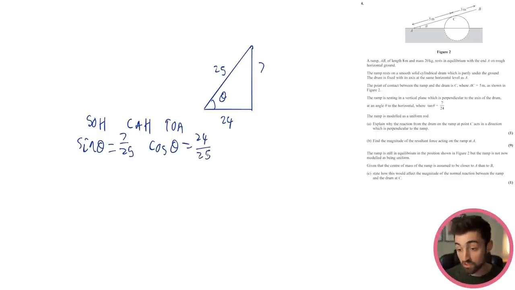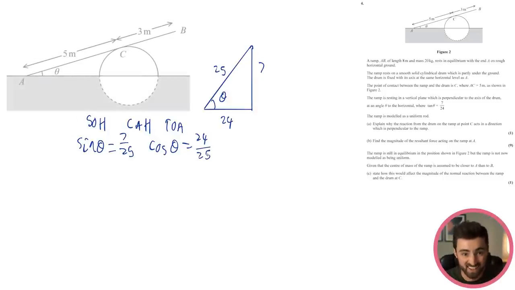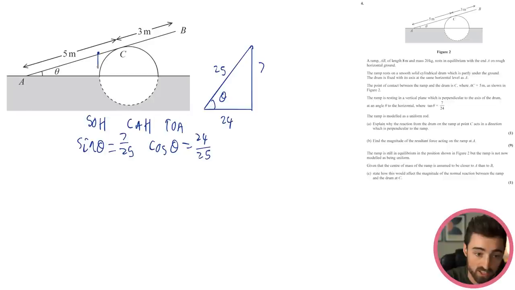Cool. So the ramp is modeled as a uniform rod. What does that mean? That means that its center of mass acts in the center, right? So if this rod has a length of 8 meters, 5 plus 3, then its center of mass, its weight, is going to act 4 meters in, half of 8. So that's going to be before it hits the drum, about here, which is going to be 20g downwards because its mass is 20 kilos.